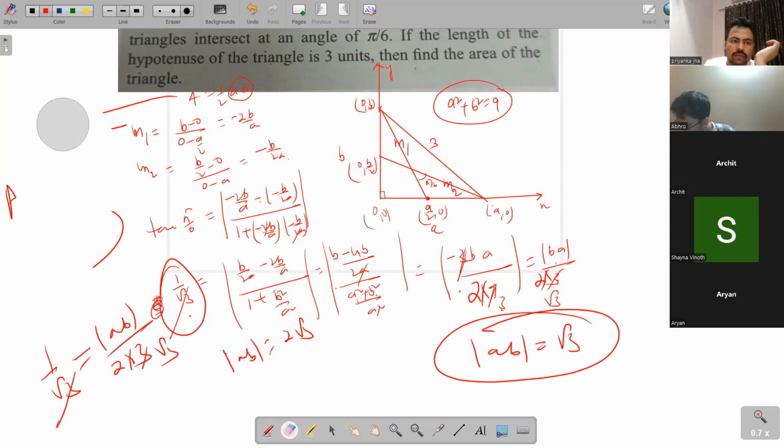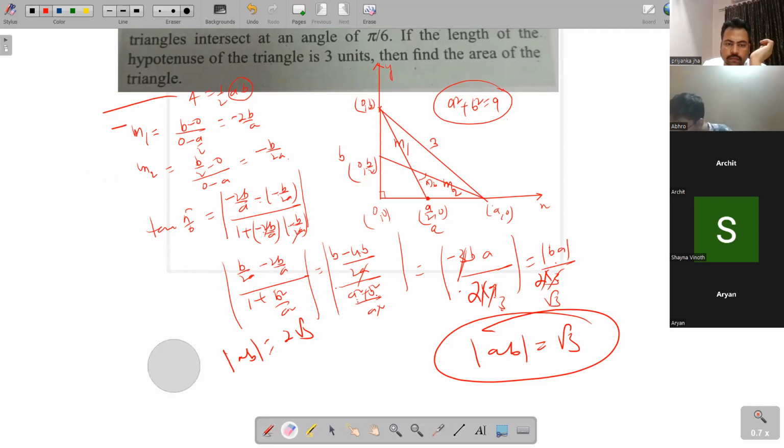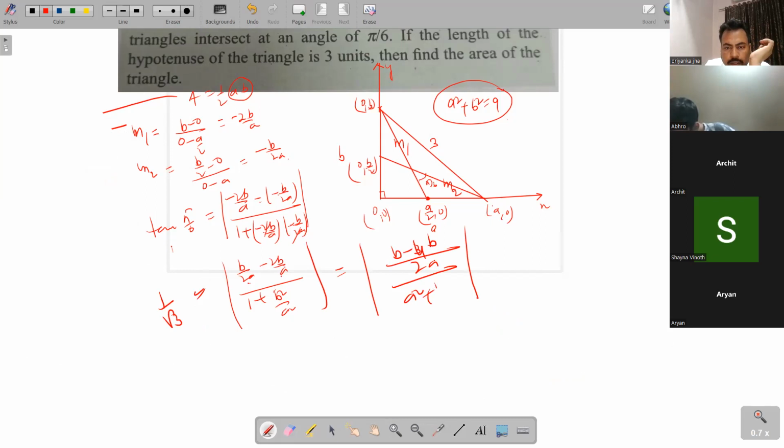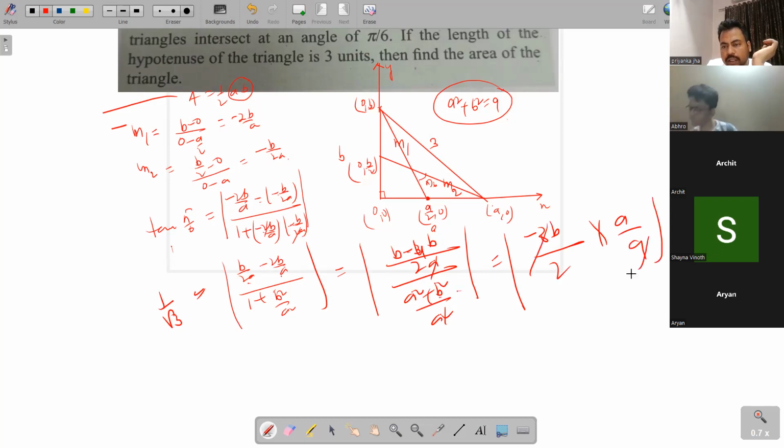Wait, I think there is a confusion. No, tan 30 is how much? 1 by root 3. Here, we just take LCM over here, LCM of 2A and A. LCM is 2A. That is B minus 4B upon A square plus B square upon A square. A gone. Here it is B minus 4B, that is minus 3B upon 2 into A upon A square plus B square.